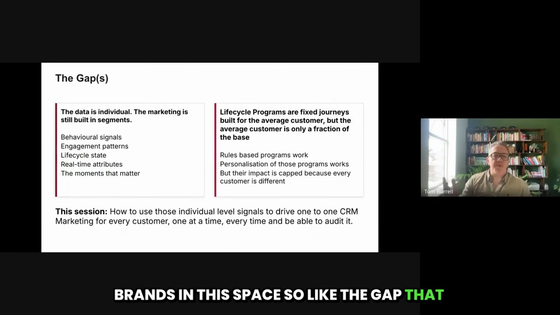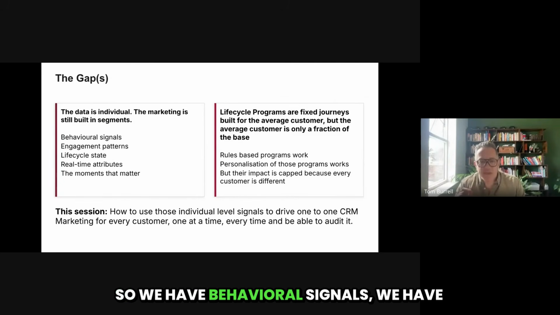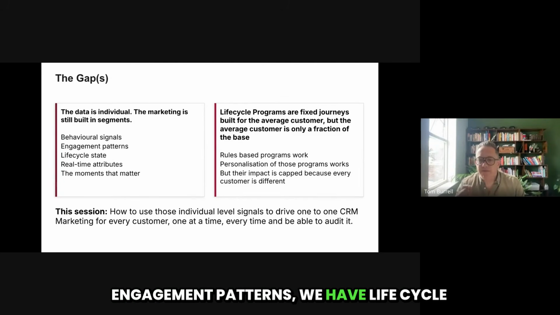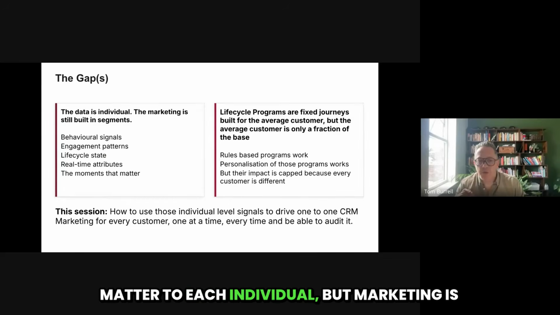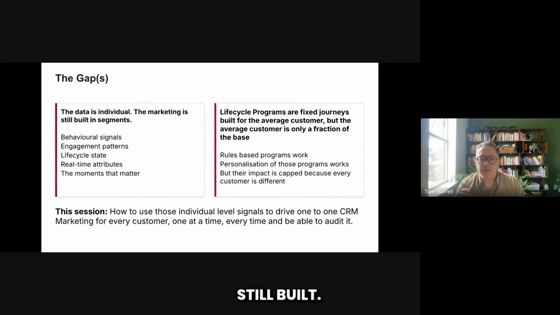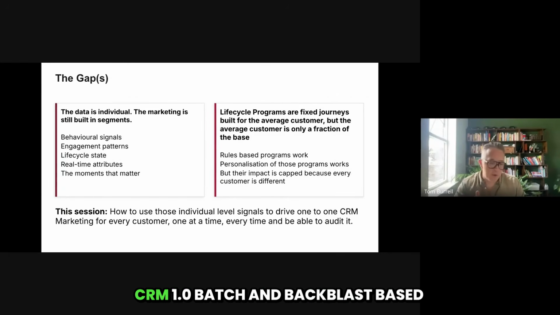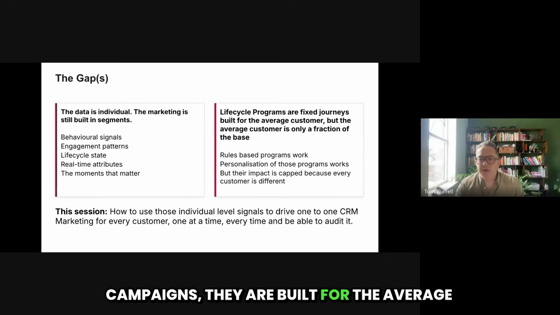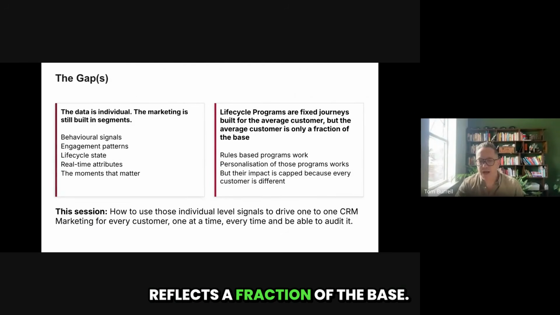So the gap that we have, right? The data is individual. So we have behavioral signals, we have engagement patterns, we have life cycle states, we have real-time attributes, we have an understanding of the moments that matter to each individual. But marketing is still built in segments. And when you think about CRM 2.0 or even CRM 1.0 batch and blast based campaigns, they are built for the average customer, but the average customer only really reflects a fraction of the base.